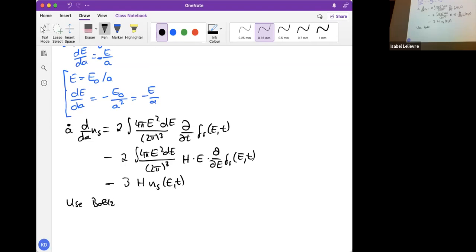So we use the Boltzmann equation. And with this, the left-hand side stays unchanged, a dot times d over dA of ns. The term with the 3H ns is going to be brought to the left-hand side. And here I also made a stupid mistake. Obviously, ns does not depend on energy anymore. It's just a function of time, or a, depending on what you prefer.